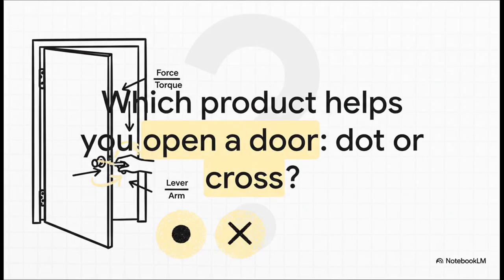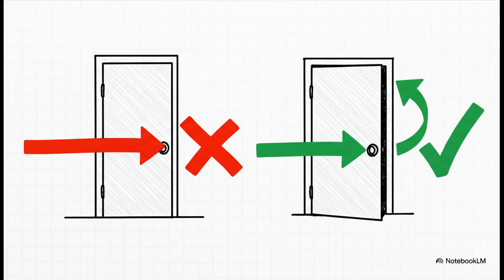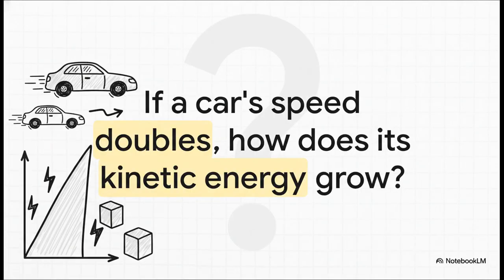All right, next one for you. Think back to our vector products. To open a door, you need to create a turning effect around the hinges. So which product describes that turning motion? Is it the dot product or the cross product? It's got to be the cross product. Remember, the cross product is all about rotation and turning effects, what we call torque. Pushing straight into the door won't make it turn, but pushing on the handle away from the hinges creates that perfect turning force.